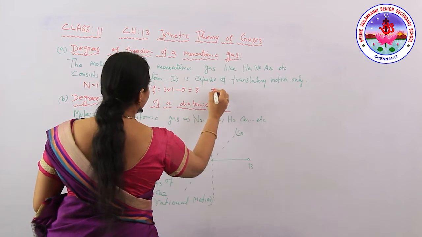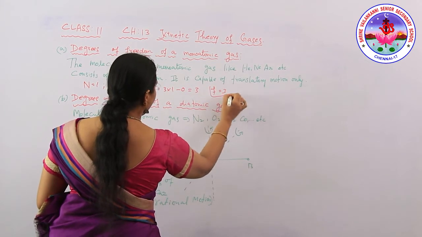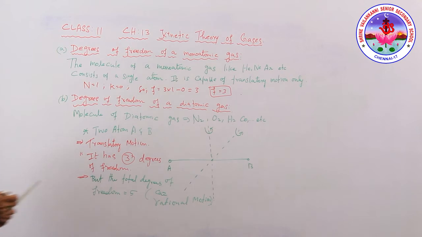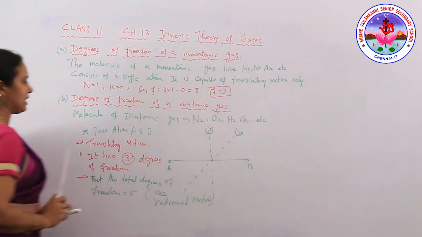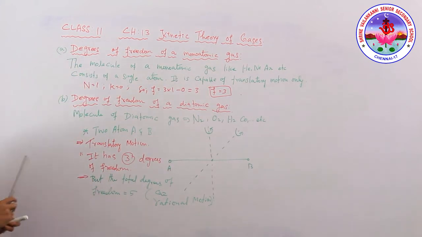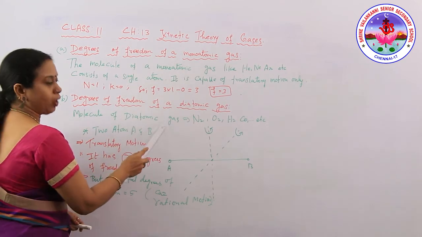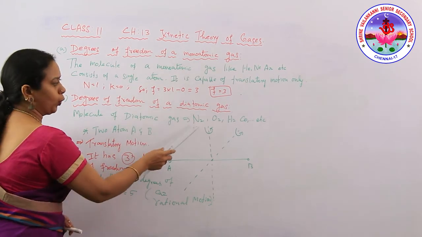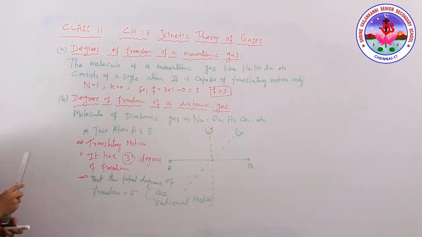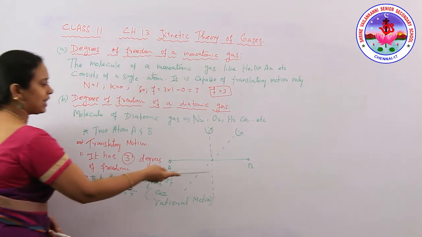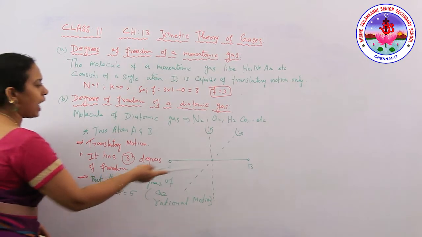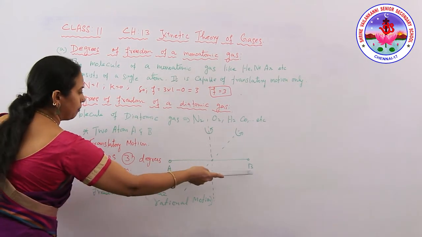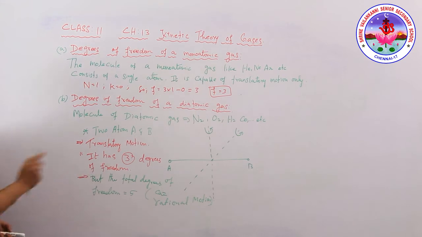So the degrees of freedom here for the monatomic gas is 3. In the same way, we now discuss the degrees of freedom of a diatomic gas, the diatomic molecules like O2 and N2. You can see the diagram, children. Diagrammatically, we can explain A and B: these are the two atoms, separated at a distance, right?